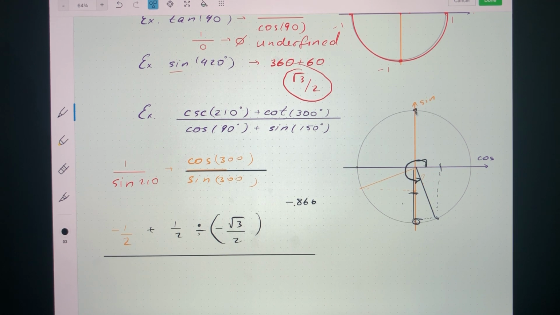Now the bottom. On the bottom we have cosine of 90 degrees, so we go to the 90 degrees here. And what is the cosine? We just computed that in the previous example, that was 0.